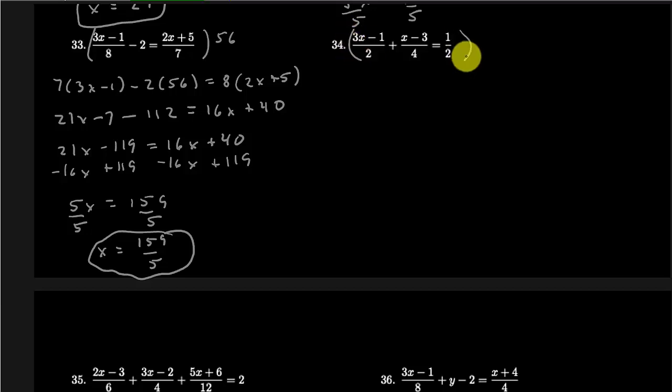All right, here we go. Common denominator is 4. 2 goes into 4 2 times, so that's 2 times 3x minus 1, plus 4 goes into 4 1 times x minus 3, equals 2 goes into 4 2 times 1.